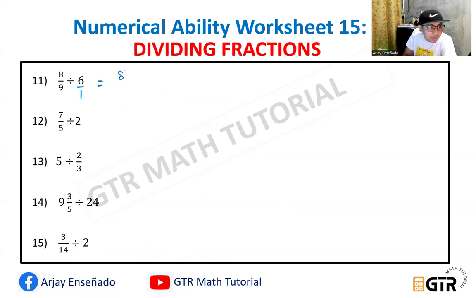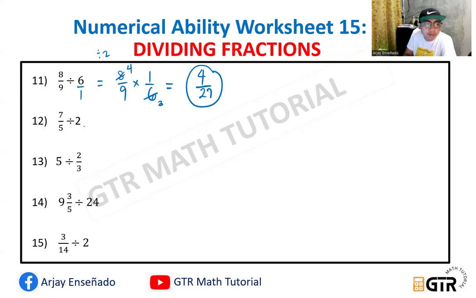So 8/9. So we have just copy 8/9. Division will become multiplication. 6/1. Get the reciprocal. So we have 1/6. So we can lowest term 8 and 6. So divide both by 2. 8 divided by 2 is 4. 6 divided by 2 is 3. So multiply now the remaining numbers. 4 times 1. So we have 4. For the denominator, 9 times 3, we have 27. So final answer.